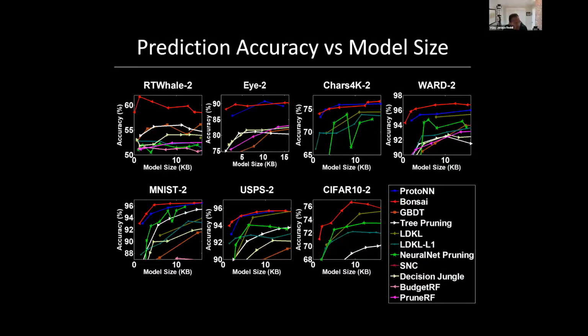So one of the questions that came up even in the discussions when students read the Bonsai paper was, why is it that as the model size increases, the accuracy drops?